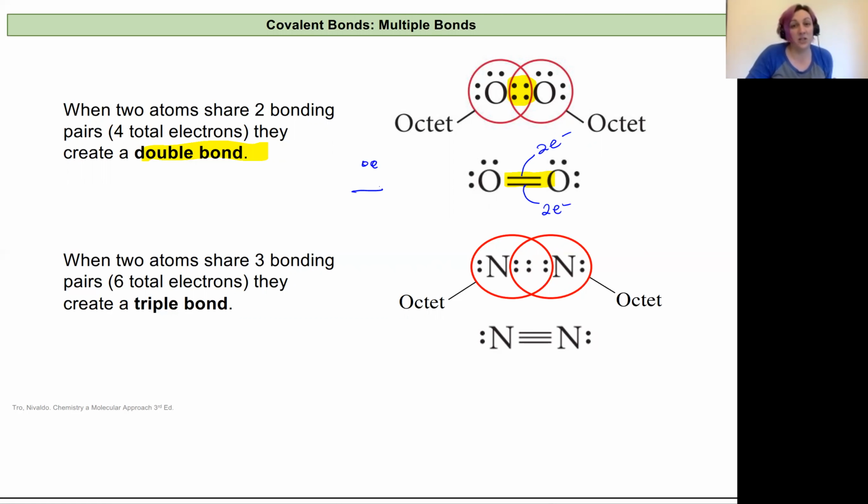Now, if 2 atoms need to share 3 bonding pairs or 6 total electrons, we'll have a triple bond. In this case, each of these lines equals 2 electrons, but now we have 3 of them. And so that's 6 shared electrons, as you can see here, between 2 nitrogens. Our nitrogens share 6 electrons between them, and then they each have 1 lone pair. So each of these nitrogens will feel 2 electrons from the lone pair, and then 6 shared electrons from the bonds, for a total of 8, satisfying the octet rule.